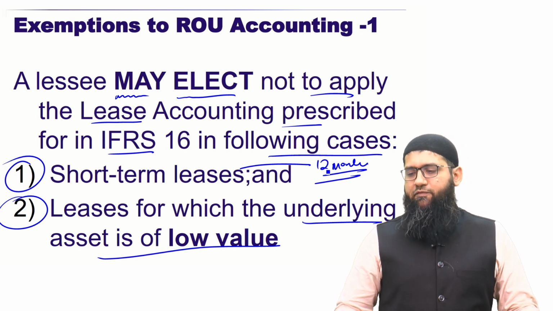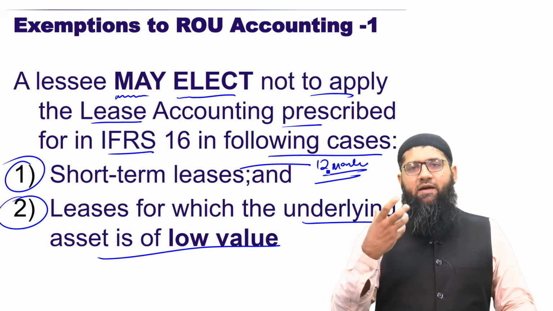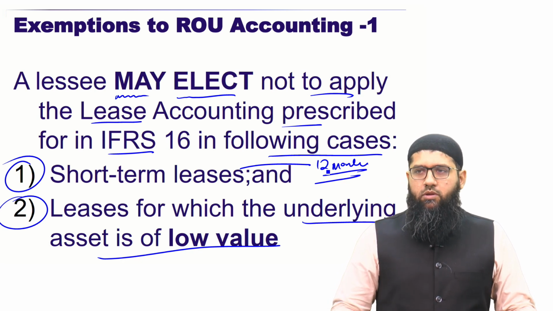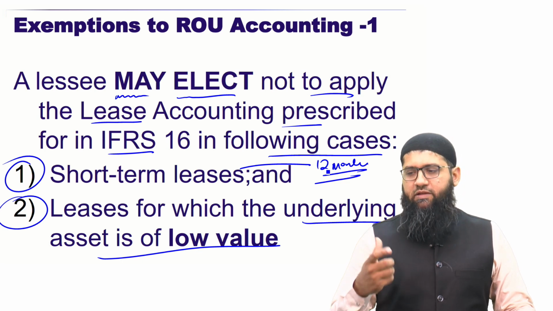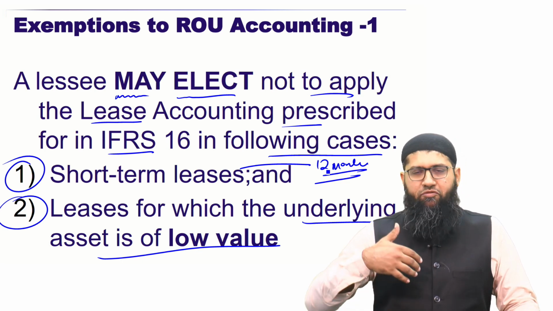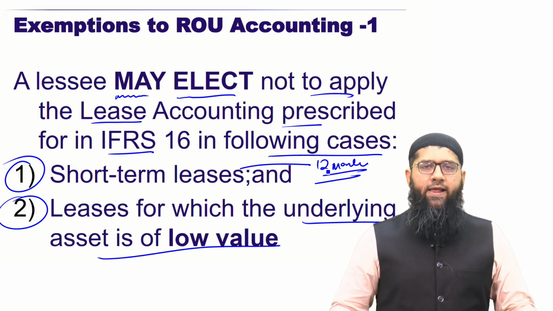So for example, if you are buying a laptop on lease, the laptop is maybe a very small value item, right? Or maybe if you are buying something else on a lease which is a very small item which does not even meet your capitalization criteria, you could just say that it's a low value item.